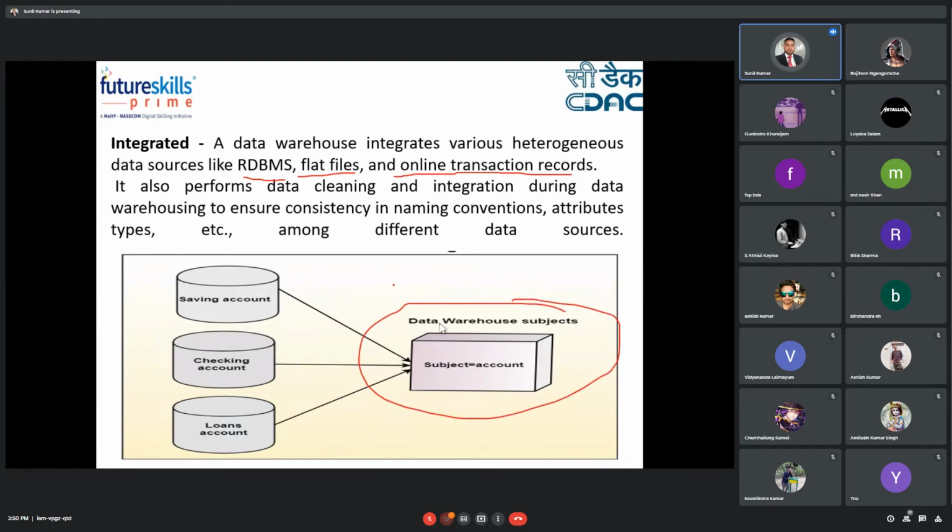Because the convention is that you have to store data in a single source or in a common area, right? Suppose loan accounts have different kinds of data, checking accounts have a different kind of data, and savings accounts have RDBMS data. So what will happen? All the data will be stored in this data warehouse. So that is known as integration, because all three kinds of data are integrated over there. Understand? Yes, sir. Any question by anyone, please?